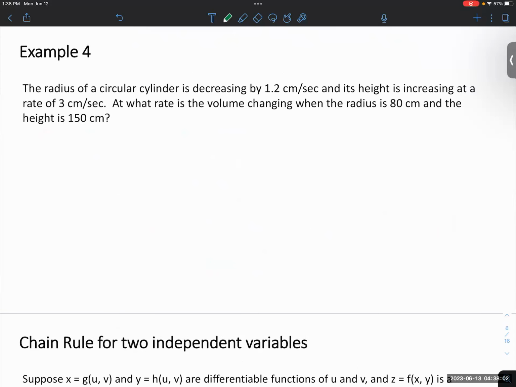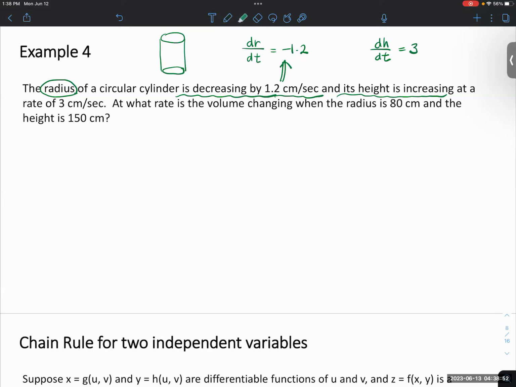So let me read it slowly. Let's think about it. The radius of a circular cylinder, so that's what the shape looks like, is decreasing by 1.2 centimeters per second. And its height is increasing at a rate of 3 centimeters per second. So what's going on in this sentence? The radius is decreasing with respect to time. As the time goes on, the radius is decreasing, so it equals negative 1.2. So that's a given, I'm just explaining. But the height over the time is increasing 3. So this is a given.